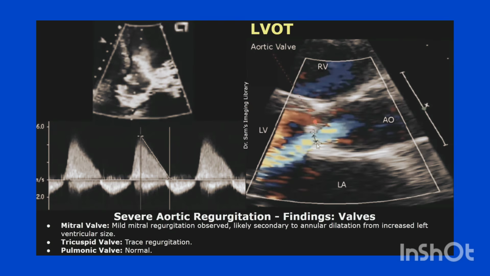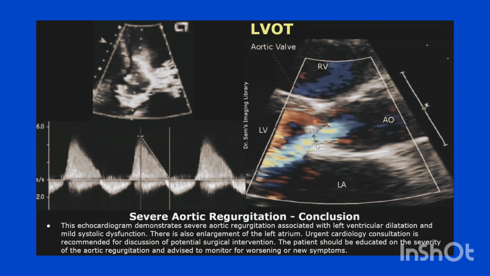In the mitral valve, mild mitral regurgitation is observed, likely secondary to annular dilatation from increased left ventricular size. The tricuspid valve shows trace regurgitation. Pulmonic valve is normal. This is the conclusion. This echocardiogram demonstrates severe aortic regurgitation associated with left ventricular dilatation and mild systolic dysfunction. There is also enlargement of the left atrium.